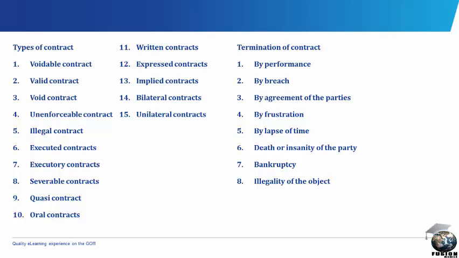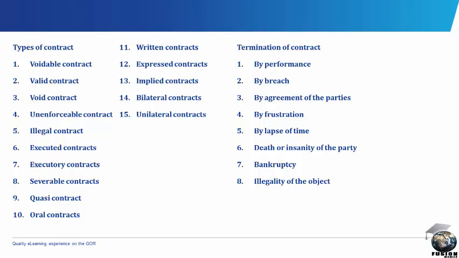Termination of contract. A contract can be discharged or brought to an end in the following ways: by performance, by breach, by agreement of the parties, by frustration, by lapse of time, death or insanity of the party, by bankruptcy, by illegality of the object. A contract can be discharged when one of the parties fails to perform his own part of the contract. This is called breach of contract. A contract can come to an end when both parties agree to release each other from contractual obligations. It can be bilateral or unilateral.